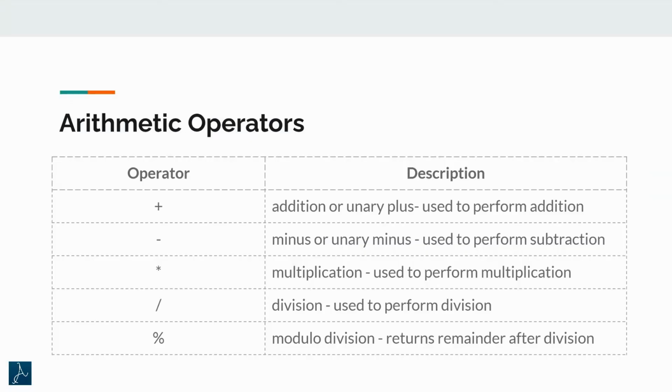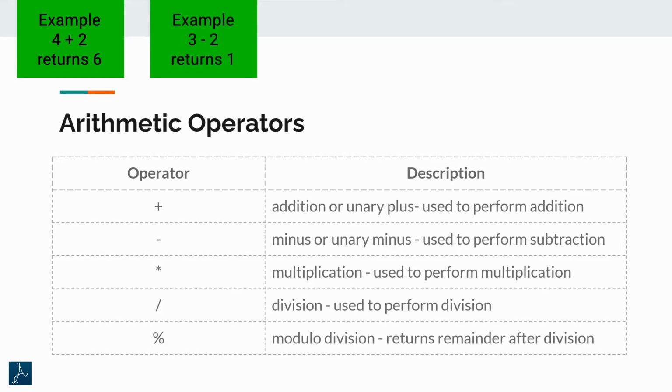Arithmetic operators in C are used to perform arithmetic operations like addition, subtraction, multiplication, division, and modulo division. These are the list of different arithmetic operators available in C. The plus operator is used to perform addition of variables and constants. Example: 4 plus 2, which will return value 6.